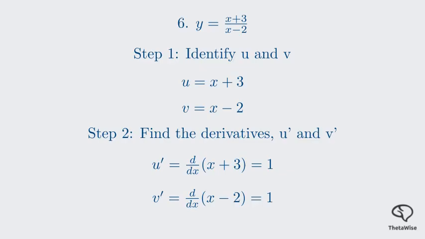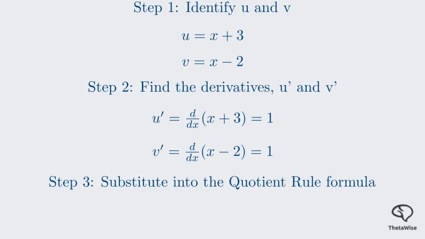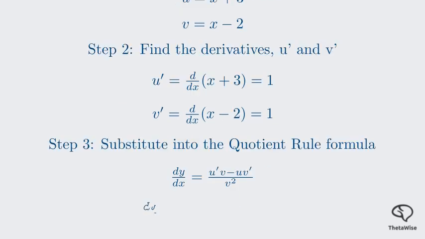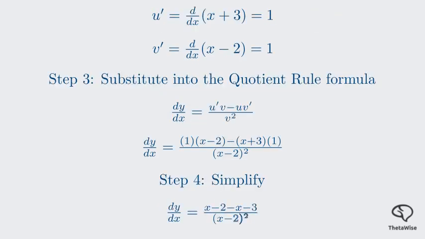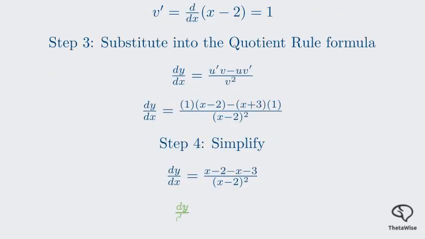Now we substitute into the quotient rule. dy/dx equals u prime v minus u v prime all over v squared. Plugging in our values gives us 1 times x minus 2 minus x plus 3 times 1 all over x minus 2 squared. Let's simplify the numerator carefully. The numerator becomes x minus 2 minus x minus 3. Notice the distribution of the minus sign. The x terms cancel out, leaving us with negative 5 in the numerator.